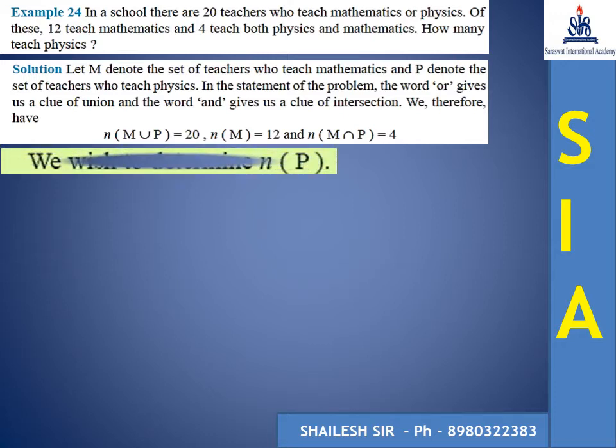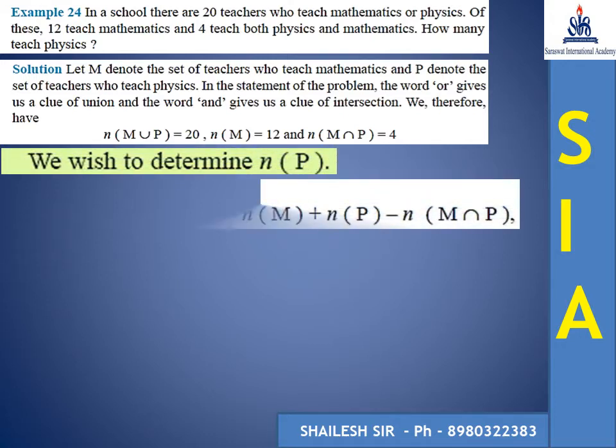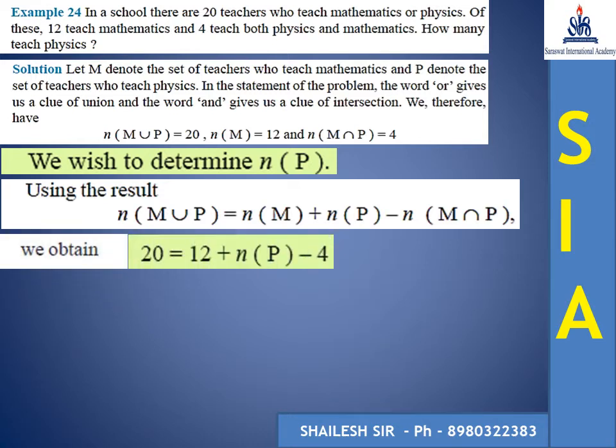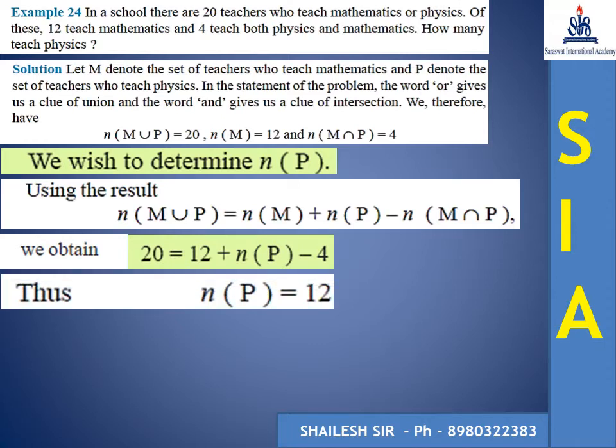Now I go to the general formula to determine n of P. n of M union P equals n of M plus n of P minus n of M intersection P. Now apply all the given values. So you can get n of P equal to 12. But students, this is not sufficient for understanding this sum. I explain by Venn diagram.